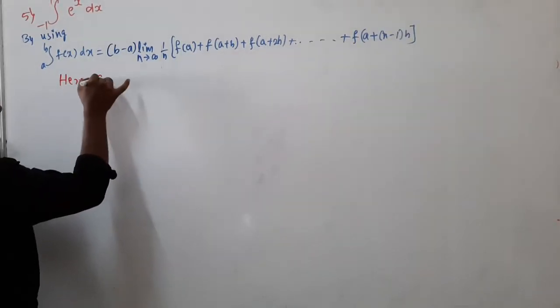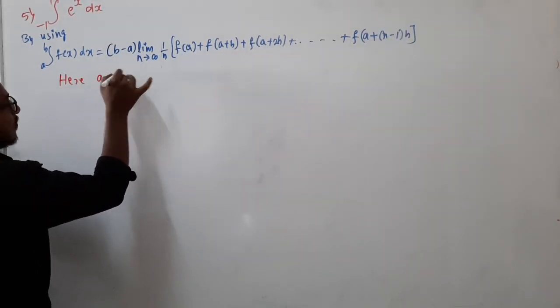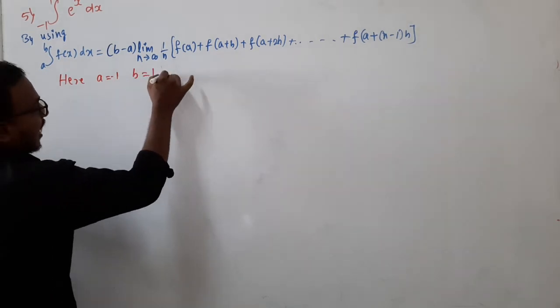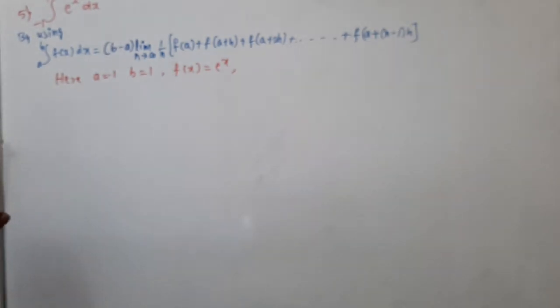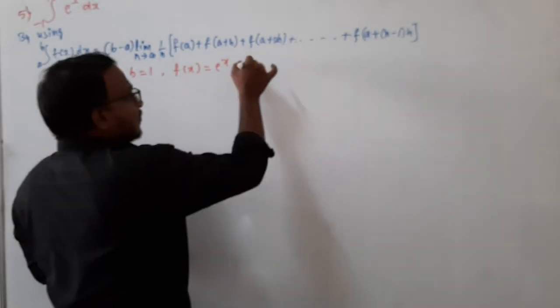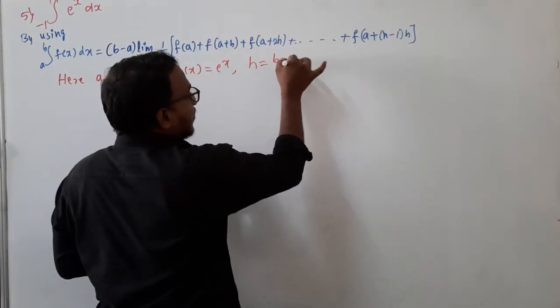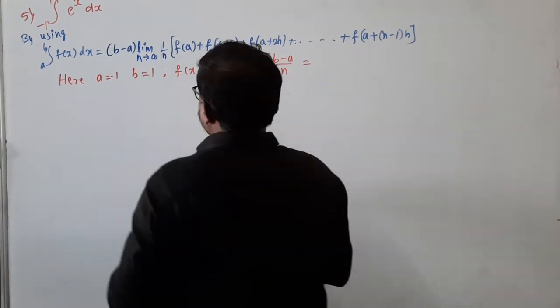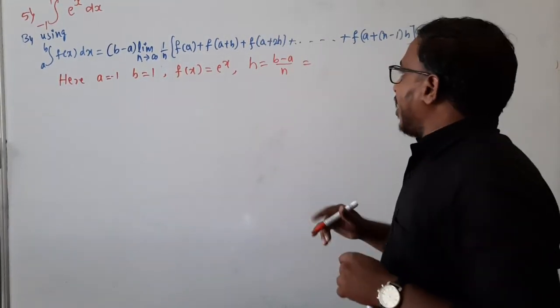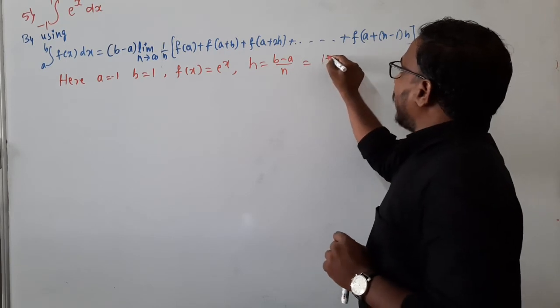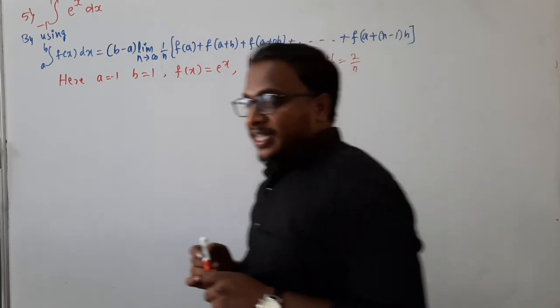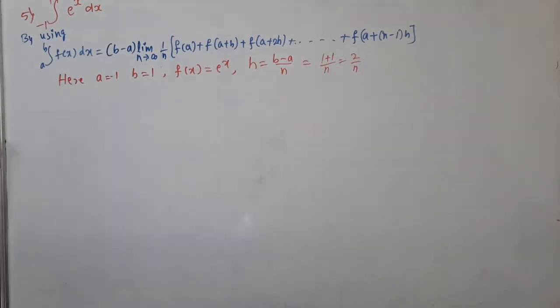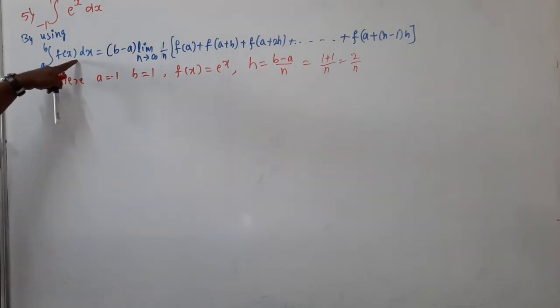Here a is equal to -1, b is equal to 1, and f of x is equal to e to the power x. Then we have to find the h value. h is equal to (b minus a) by n. Here the b value is 1 minus of -1, it will become 1 plus 1 by n, which is equal to 2 by n. Here the h value is 2 by n. Now substitute these a, b and h values in this equation.